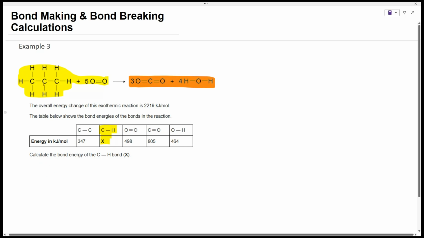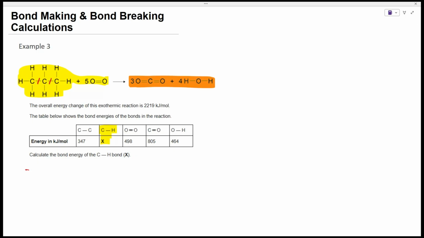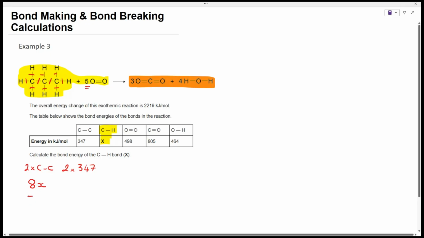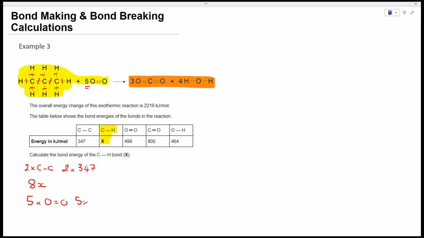So the first thing to do is we've got 2 carbon to carbon bonds, which are given in the table as 2 times 347. Now, I've also got 8 carbon to hydrogen bonds. Now, they're my unknown, so I'm just going to pop them down as 8x. And then last but not least, I've got my 5 oxygen to oxygen bonds, which I've been given as 5 times 498.